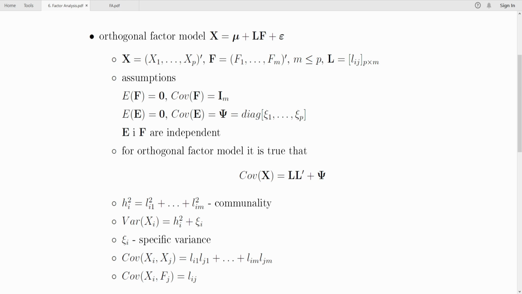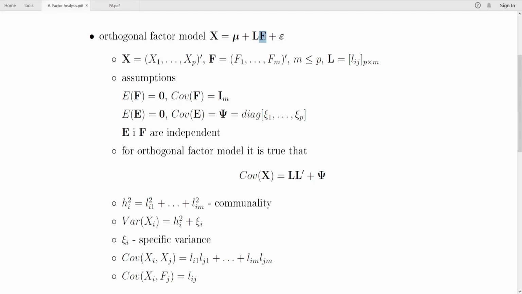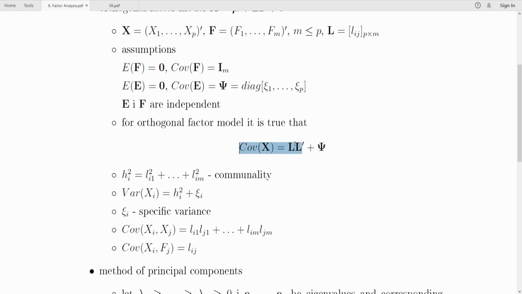Now using those assumptions, it is actually easy to prove that the covariance of x is equal to this expression. But in order to prove this, you need to assume that the model is linear in f. So you cannot have in the model, for example, f1 times f2 or f1 squared or similar. This is another important assumption. But we do not need to prove this, so let's just work from here. We have that the covariance of our vector x is equal to LL transpose plus psi.